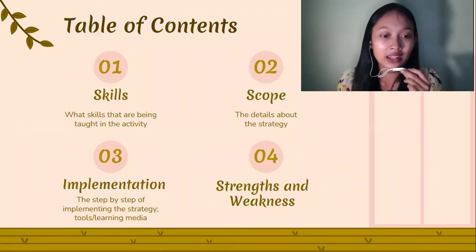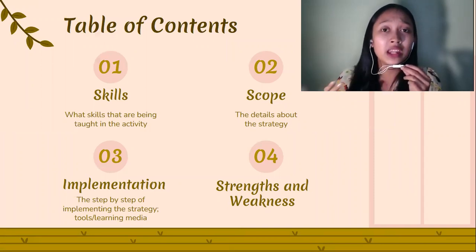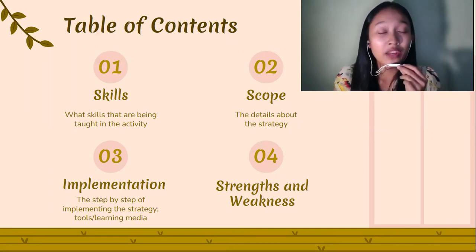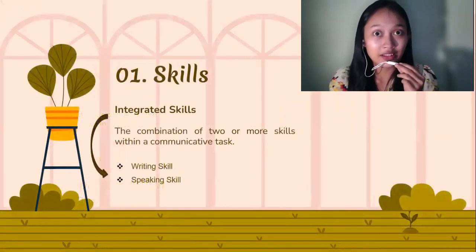Then the third one is the implementation of this strategy, which will cover some information about the step by step implementation of the strategy, as well as the tools and learning media that will be needed when you implement this kind of strategy. And the fourth one, which is the last one, I will tell you about the strengths and also the weaknesses of this strategy. So without any further ado, let's talk about the first content, that is the skills.